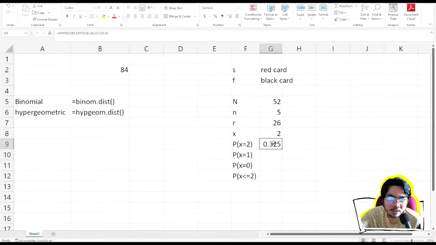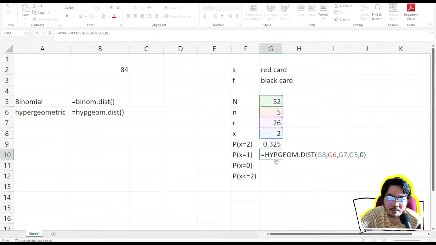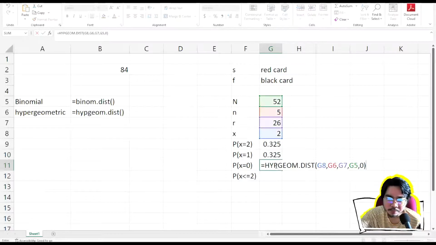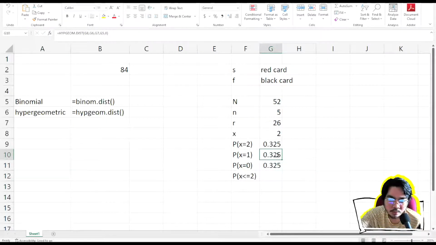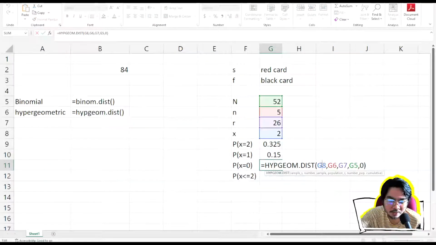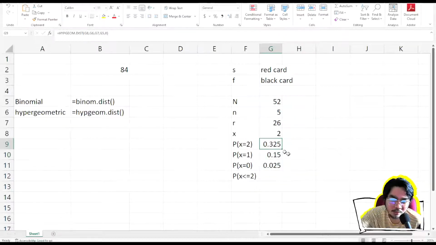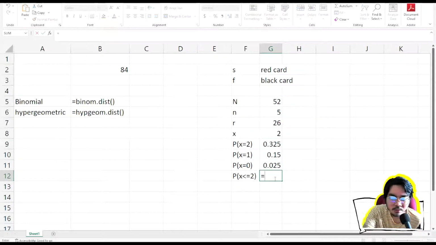So I can actually just copy this. No, I can't, actually. Okay. Now, for this case, I'll just hard code it. So, 1. This is 0. Okay? So this is the probability that x is equal to 2, x is equal to 1, and x equal to 0. If I do the probability that it is at most 2, then that's an or, no? It's either 2 or 1 or 0. So I should sum it.